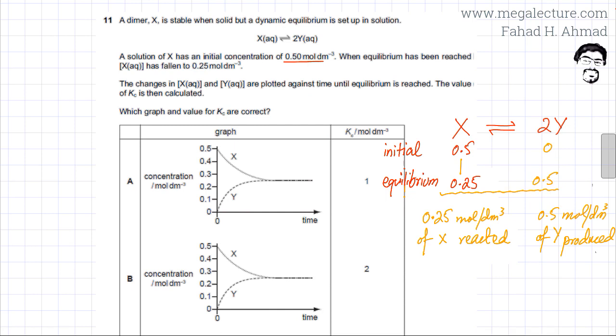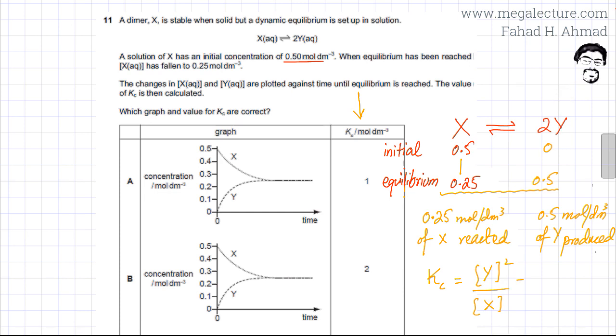And the next thing I need to do is the question states that the changes in X and Y are plotted against time until equilibrium is reached. The value of Kc has been calculated. So the answer basically wants you to calculate the value of Kc. We need to first give the expression for Kc, which in this case is going to be the concentration of products divided by the concentration of reactants. So it's going to be Y squared divided by X. So the concentration of Y squared divided by the concentration of X, and that would be raised to the power 1. The reason why we are squaring it is because the coefficient of Y is 2.